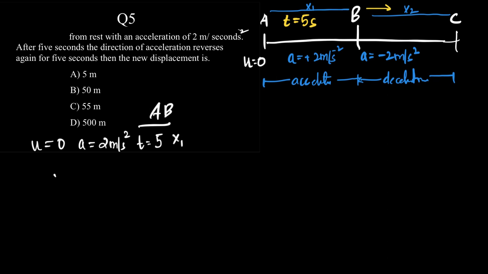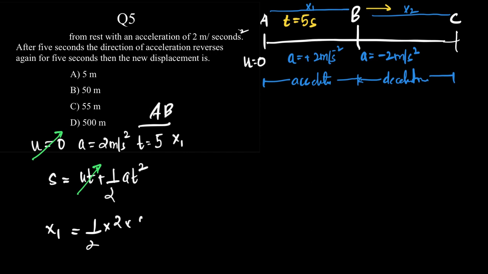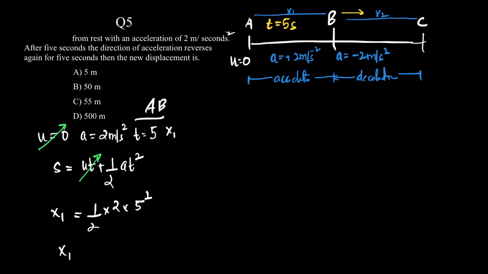Okay, now for this motion, what is displacement time relation? S is equal to ut plus half at square. u is 0, therefore this term gets eliminated. S here is x1, so x1 is equal to half into acceleration is 2 and time is 5, so this 5 square. So basically what we get is x1 is equal to 25. And since all the units are in meter, acceleration is also in meter per second square, so this x1 is 25 meter.